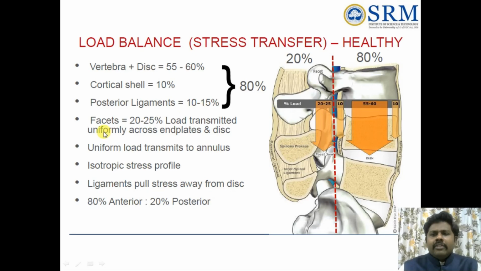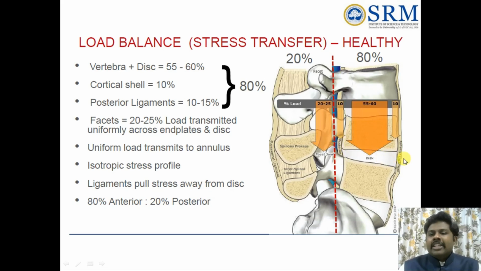Now here, vertebra plus disc is carrying around 55 to 60. The cortical shell, which I showed you, is the outermost part of the bone; that is called the cortical. Cortical will share around 10%, and then the ligaments. If I show the ligament here, this is the right place. This outside ligament is called the anterior longitudinal ligament. It runs along the entire spine. And here the ligament is called the posterior longitudinal ligament.